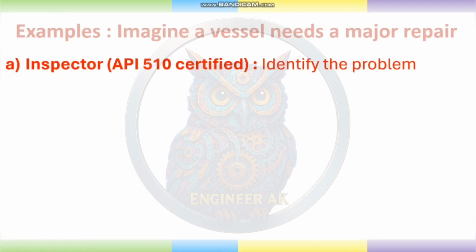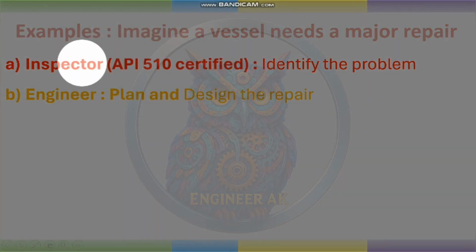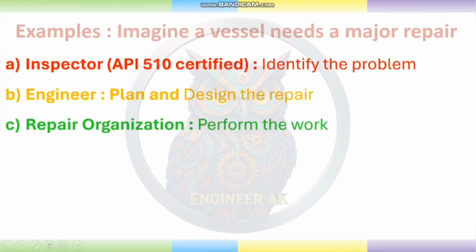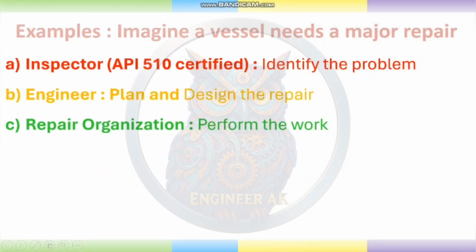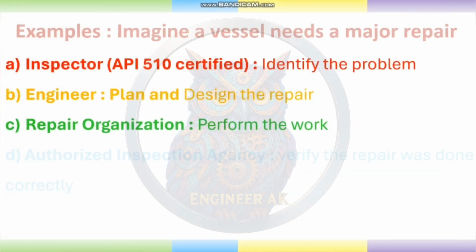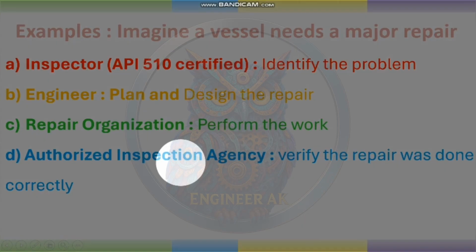He will identify it. The second is the engineer. For example, if he identifies a problem, the engineer will plan and design the repair or will make all the arrangements. Then the repair organization. Basically, if I say the maintenance team, they are the repair organization. They will perform the repair job. Authorized inspection agency: after the repair, the inspection agency will verify whether the repair was done correctly or not.